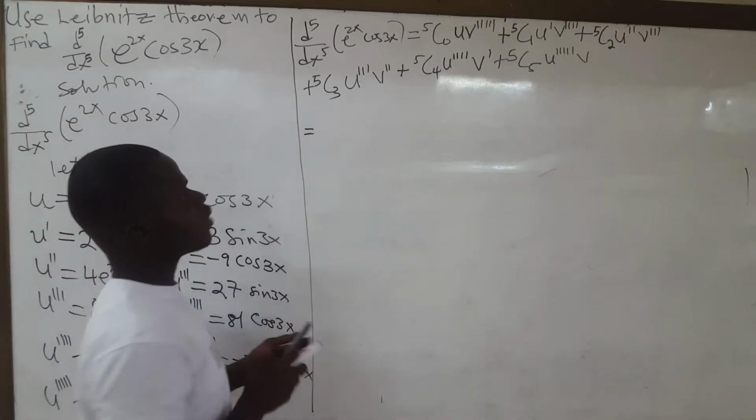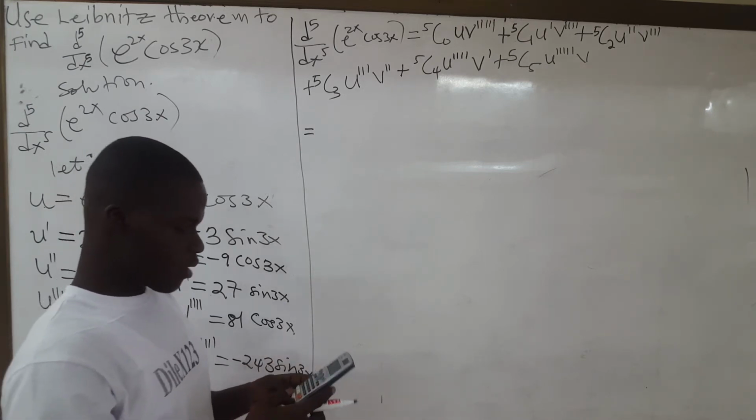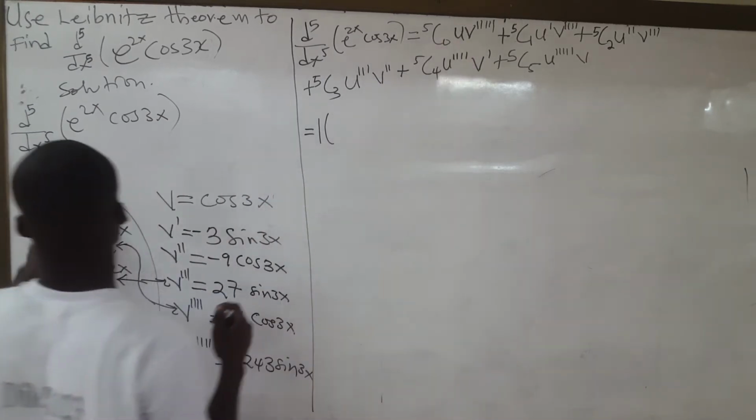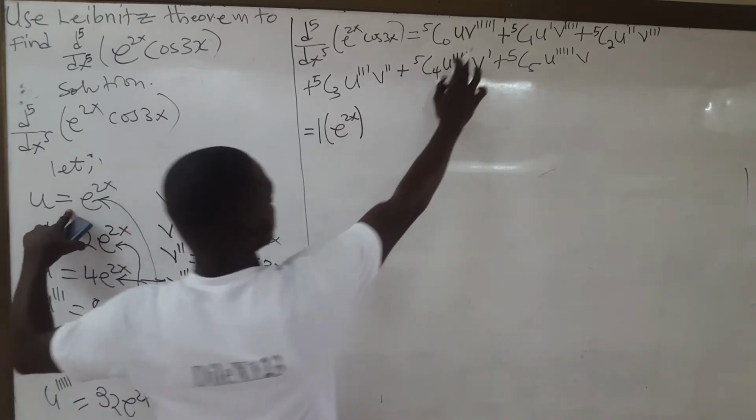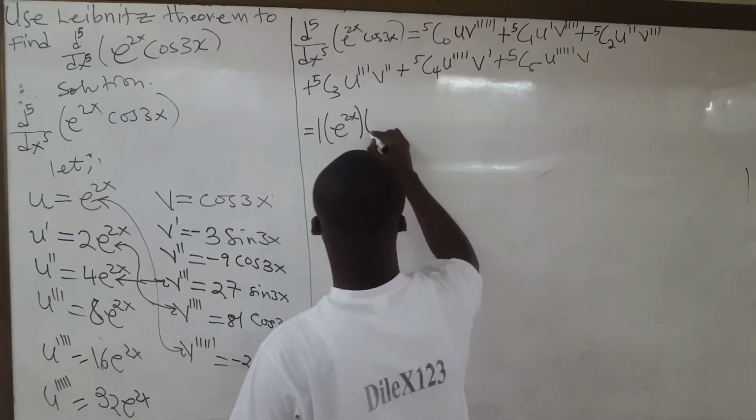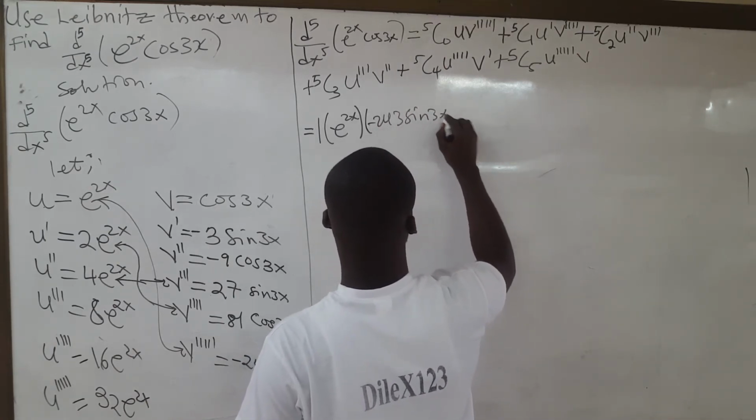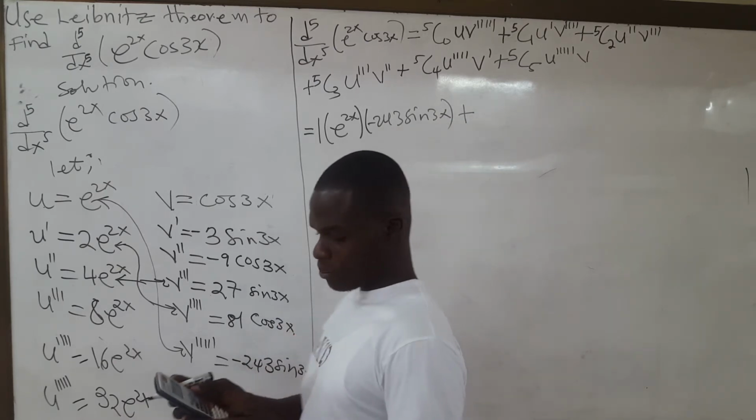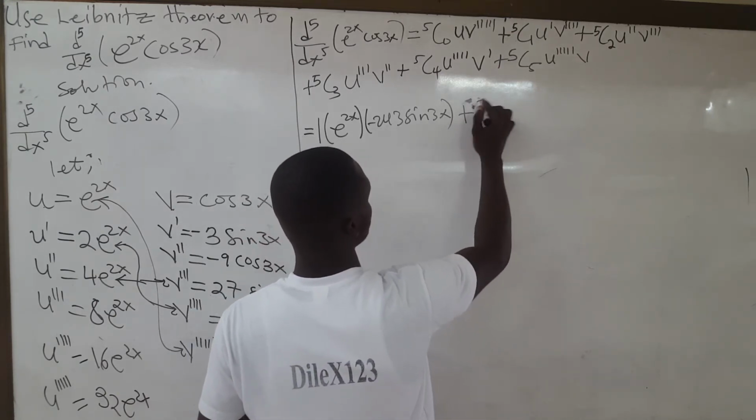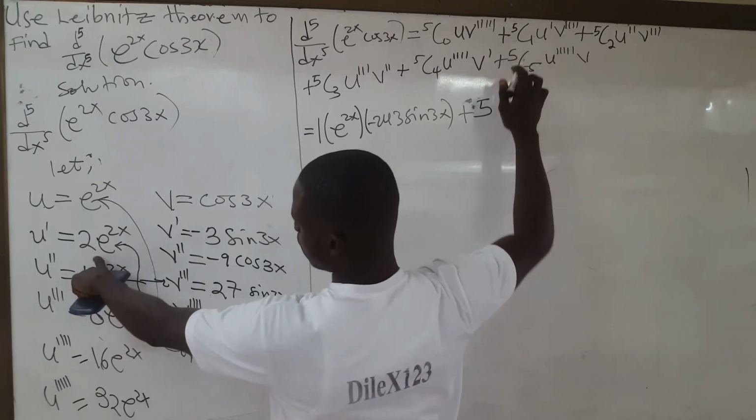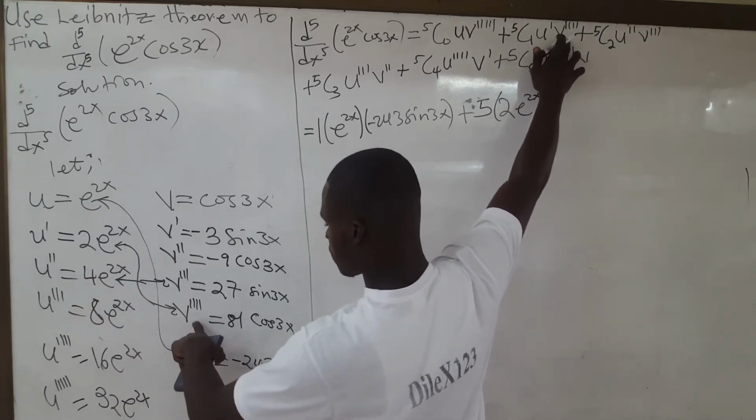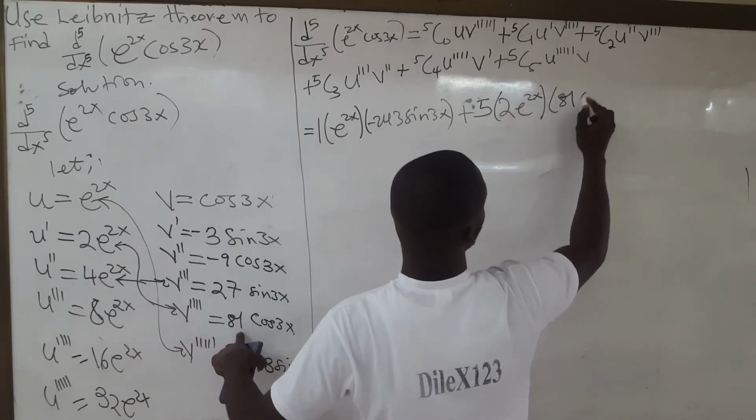So let's move on. We need to find 5 combination 0. 5 combination 0 is 1. So 1 times u, and u is e exponent 2x. Then the fifth differential of v from here is negative 243 sine 3x. Then we add that to 5 combination 1, and 5 combination 1 is 5. So 5 times u prime, that's the second one here, so 2 e exponent 2x. Then the fourth differential of v, that is 81 cos 3x.